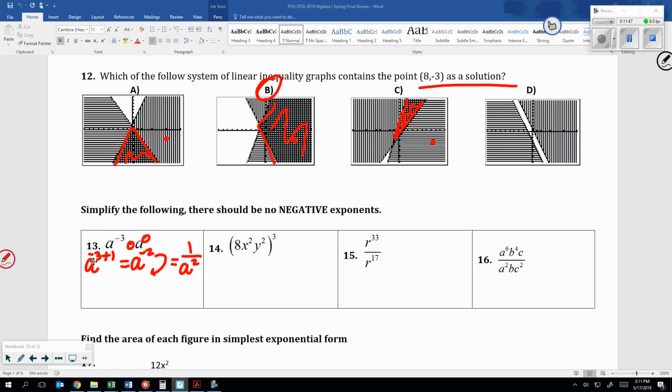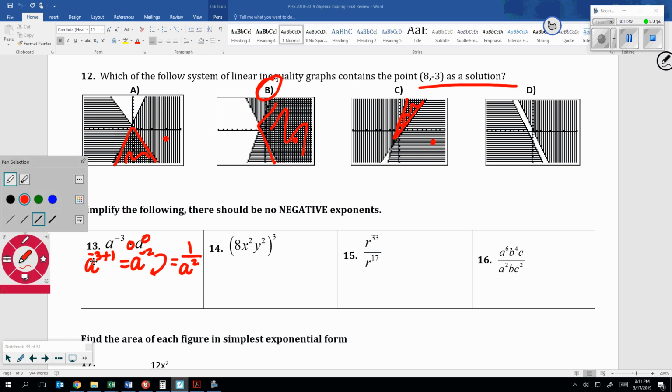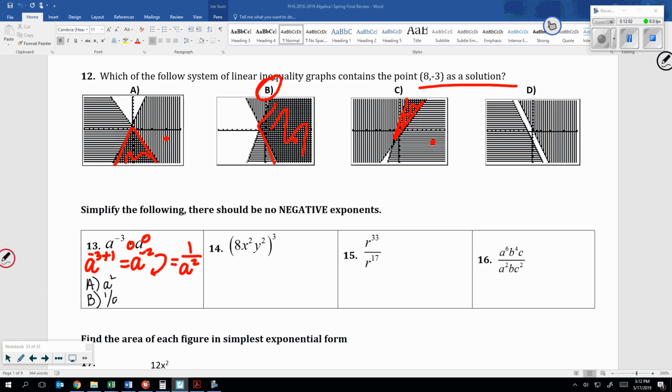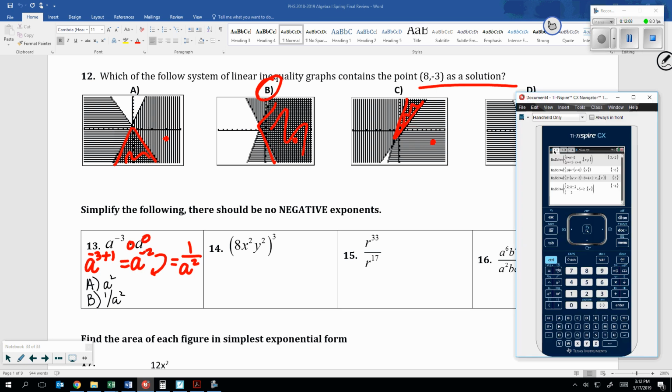Now, if there were answer choices, such as a squared, b 1 over a squared. Okay, so what we can do, so I'm just going to put 2. In your calculator, you would be able to go to a graph.